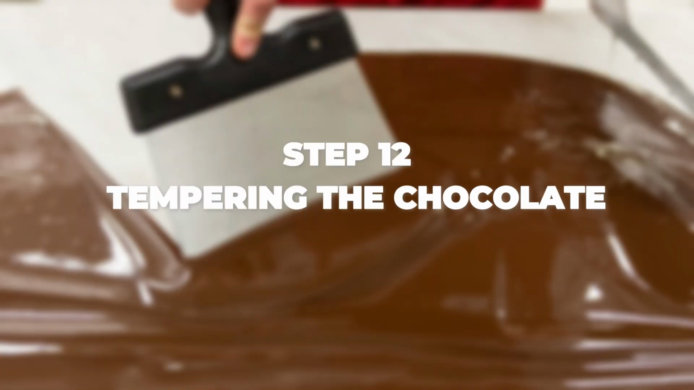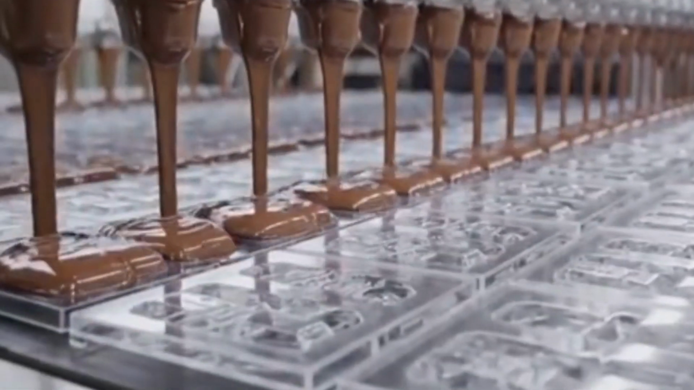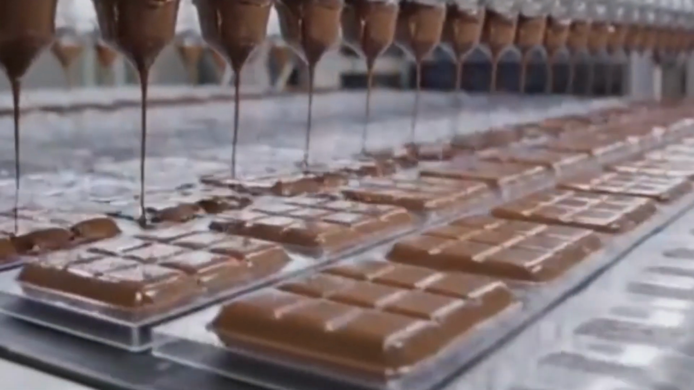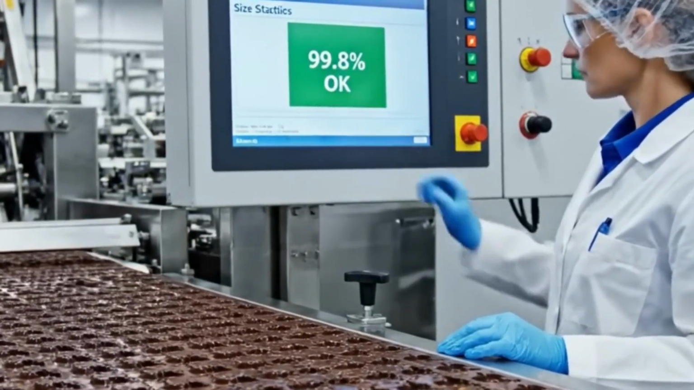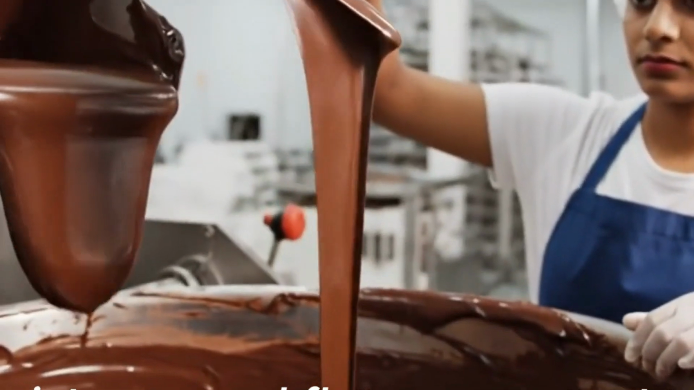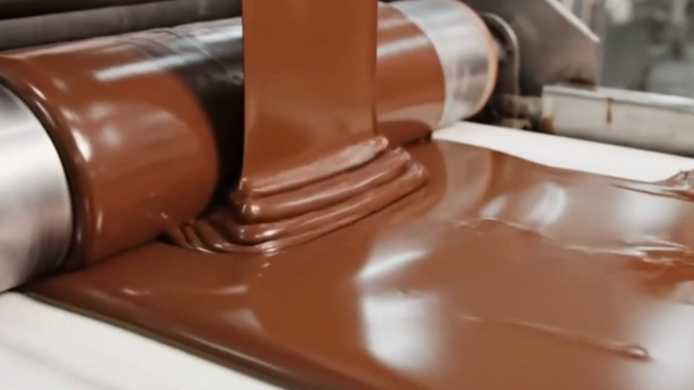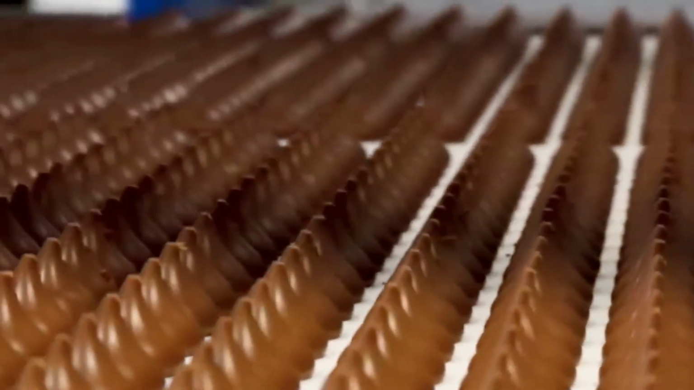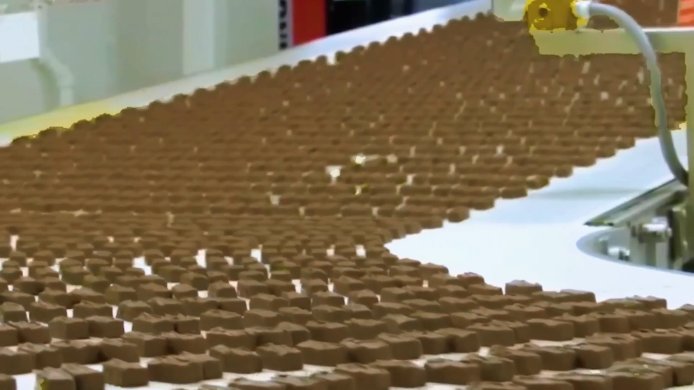Step 12. Tempering the chocolate. To give chocolate the perfect shape and shine, it must go through tempering. In this process, chocolate is carefully heated and cooled at specific temperatures. Tempering gives chocolate a smooth, glossy finish, a firm texture, and a clean snap when broken. This step is often considered the secret behind perfectly made chocolate bars.